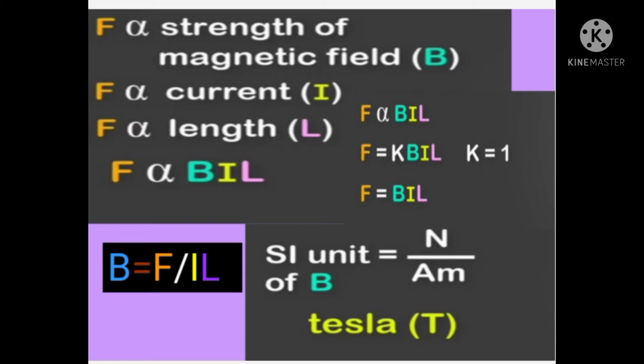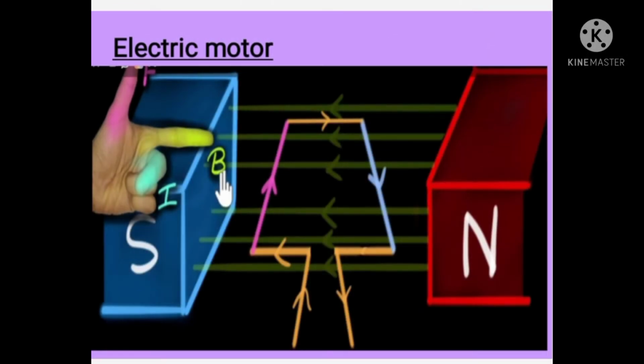So from this equation we can find the equation of B, which is equal to F by IL. What is the SI unit of this magnetic field strength? It is Newton per ampere meter, or otherwise we can say that the SI unit of magnetic field strength is Tesla. It has another unit, that is Weber per meter square. Devices that use current carrying conductors and magnetic fields include electric motor, electric generator, loudspeaker, microphones, etc. Today we are going to discuss the working of the electric motor.